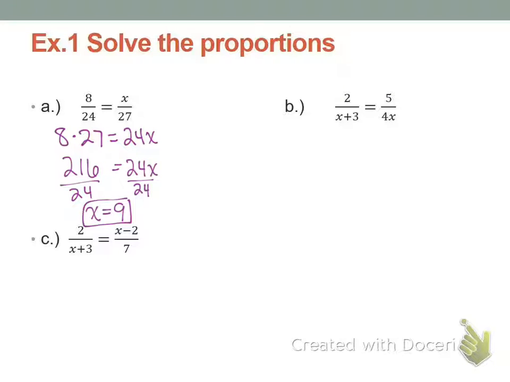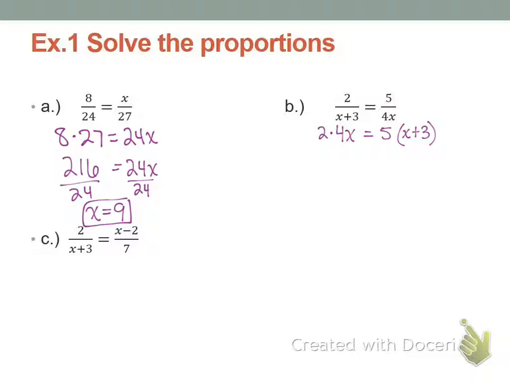The next one's also not too bad. There is one little thing we'll have to keep in mind. To start it off, we're going to take 2 times 4x. What's my other cross product? 5 times x plus 3. Okay, when you do this, what symbols do you think you need to put around the x plus 3? Parentheses. We have to multiply 5 to that whole denominator, which means we are going to do what?